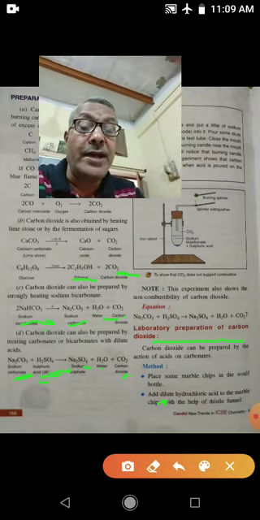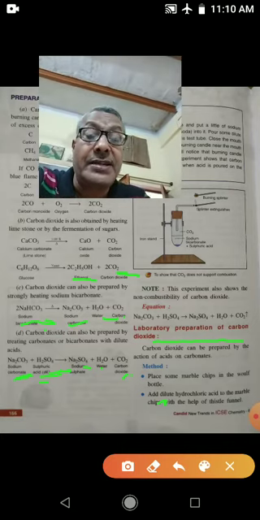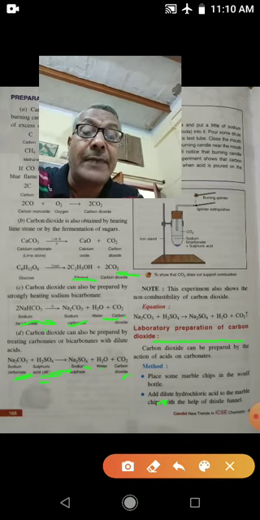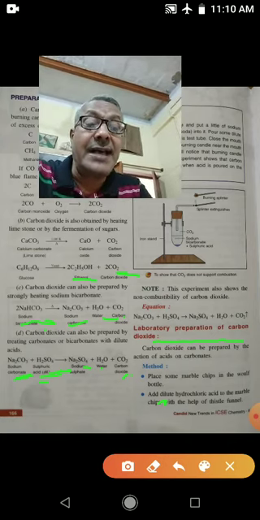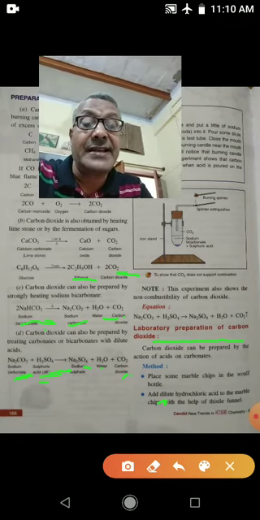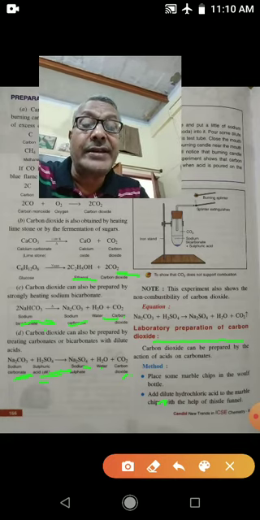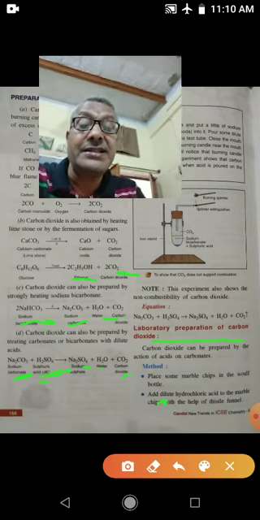So, children, you have to learn the equation of laboratory preparation of carbon dioxide, calcium carbonate plus hydrochloric acid. Products are calcium chloride, water and carbon dioxide. So this I told, word equation. Now chemical balanced equation is CaCO3 plus 2HCl.